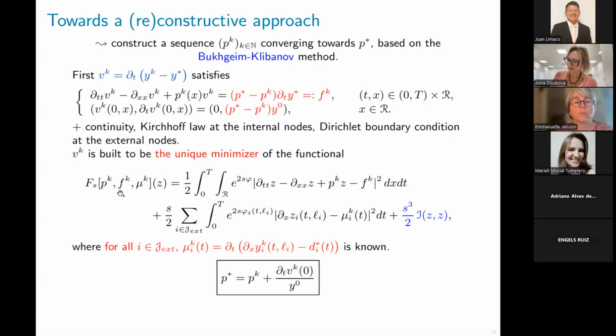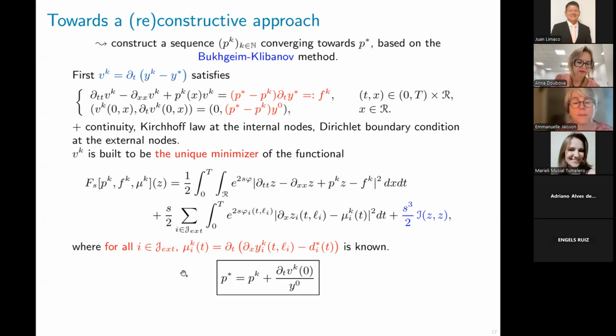And so if you can find this minimizer Vk, if you minimize this functional, then you can reconstruct P star. Because if you know Vk, you just have to say P star is this quantity minus Pk divided by y0. So here you see that y0 mustn't vanish. That was our first hypothesis at the beginning of the story. So in fact, it means that in just one time you manage to find P star. You take what you want as Pk and you have P star.